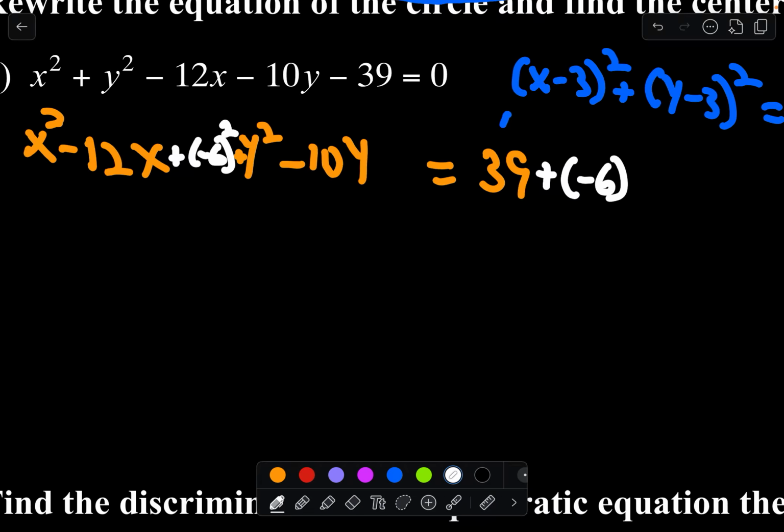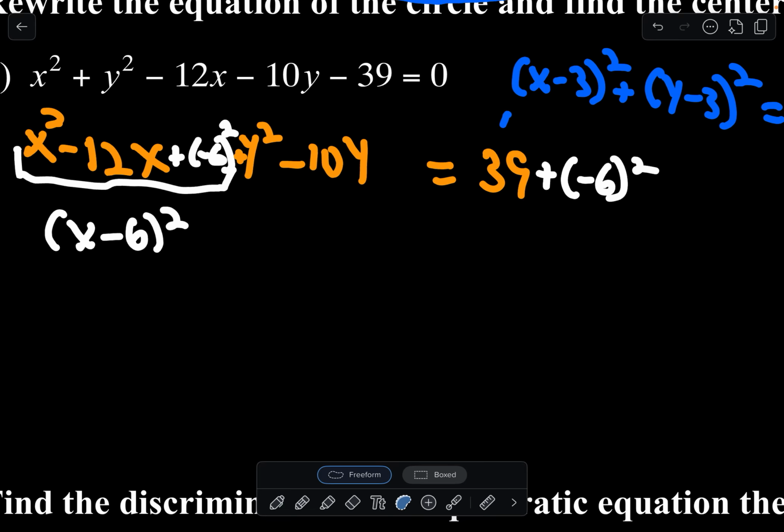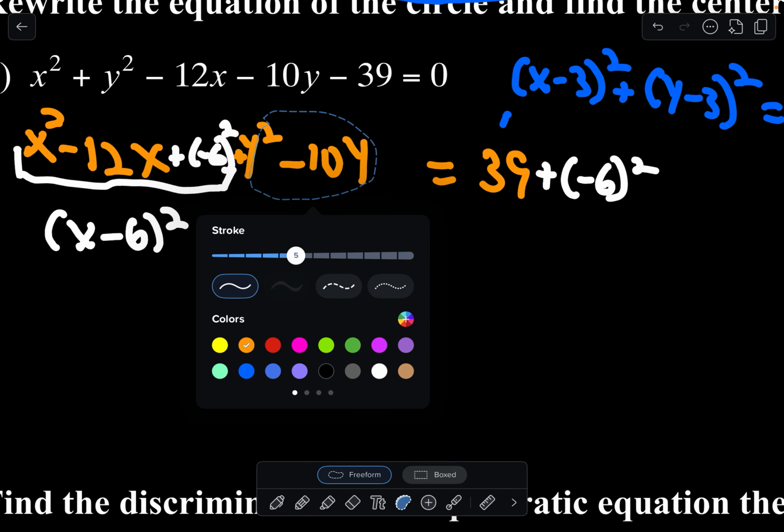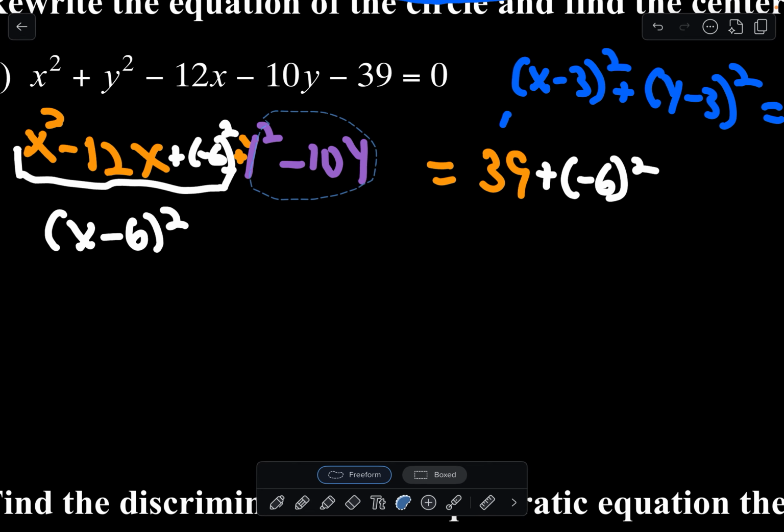What's nice is this right here turns into x minus 6 squared. Now we're going to have to do the same thing for this piece, which I'm going to change the color. We take half of the number in front of y, which is half of negative 10, it's negative 5, square it and add to both sides.